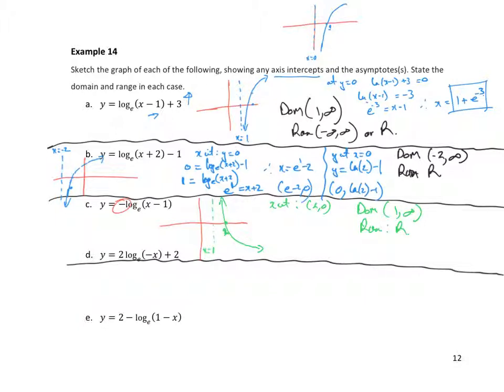All right. What's happening with D? D is we have a reflection within the axis. So let's just do a quick graph sketch. Instead of it looking like that, the negative sign there reflects about the y-axis, so it's going to look like that.